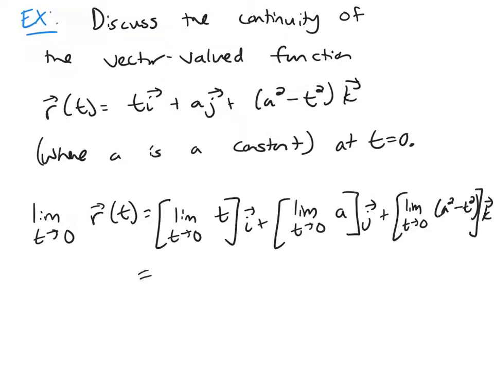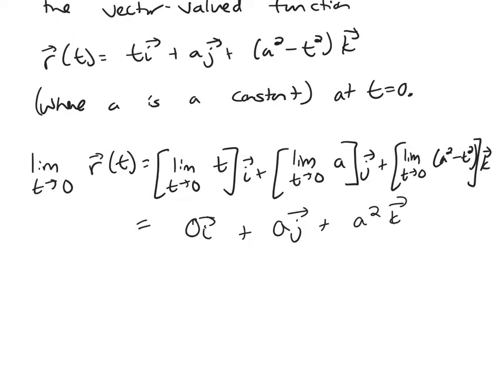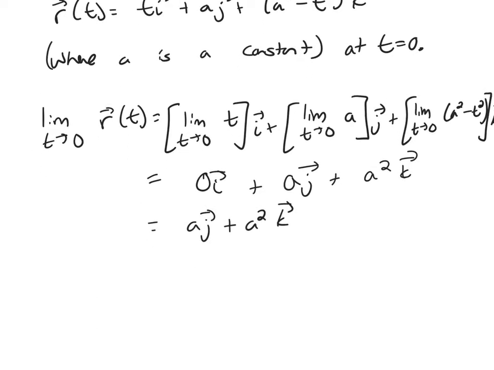Well, these are polynomials, so I can just plug in t equals 0 to get 0i. A is just a constant, and so the limit would be a. And then plug in t equals 0, you'll get a squared k. And so in the end, the limit is aj plus a squared k. So the limit exists. Now, in order to be continuous, this needs to be equal to r of 0.